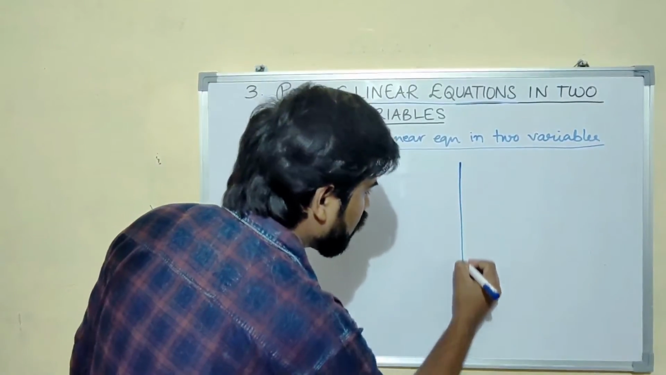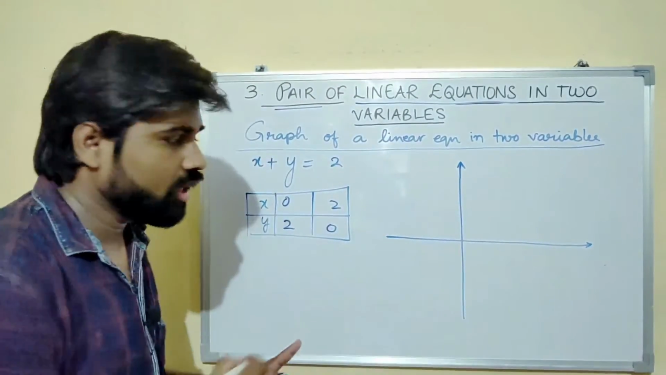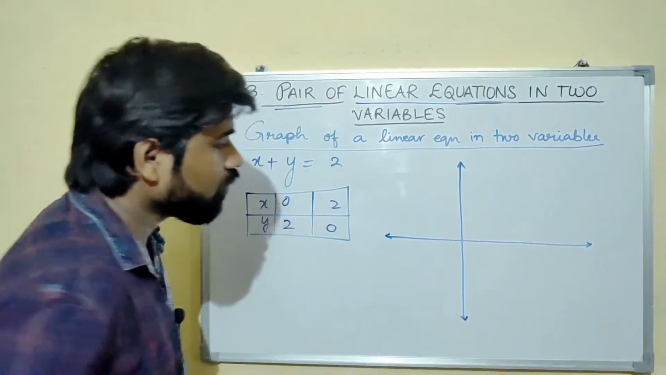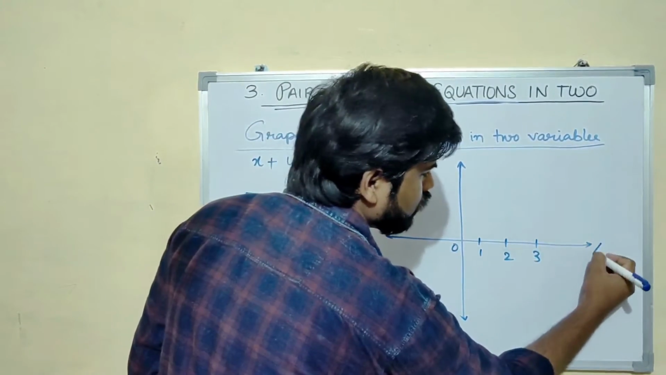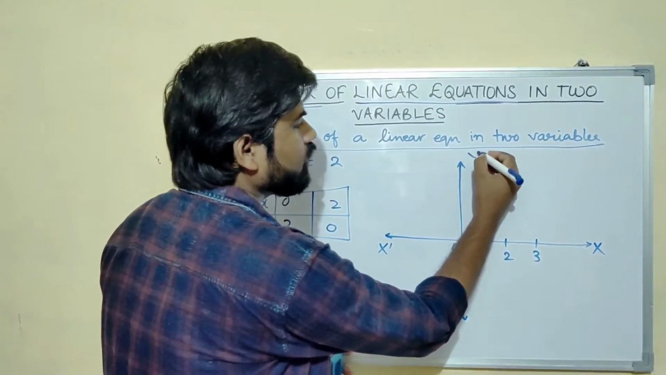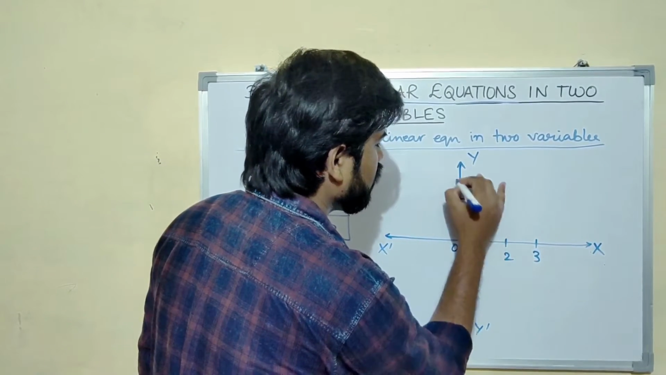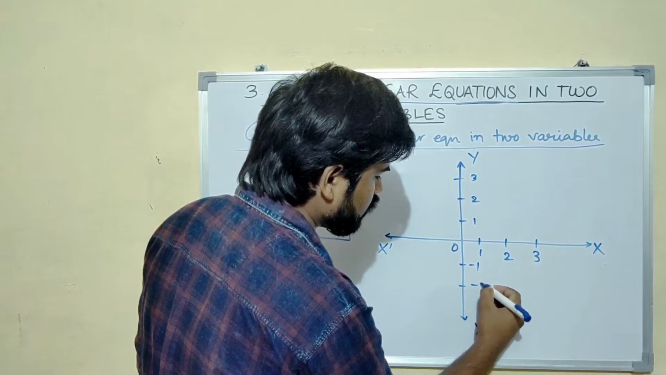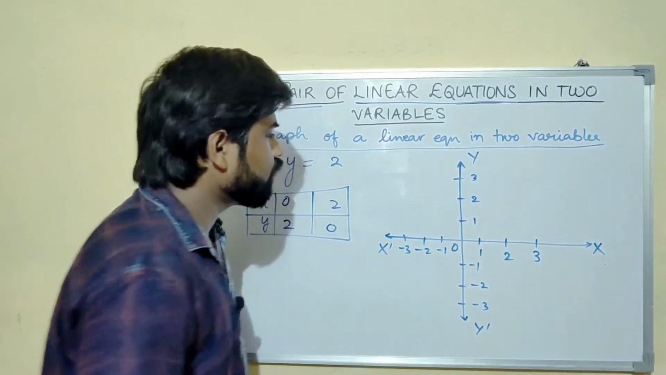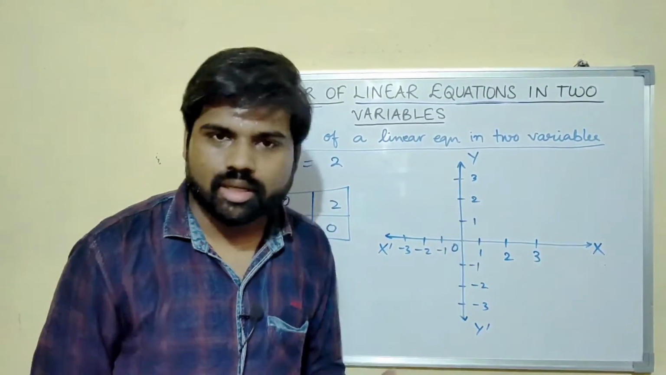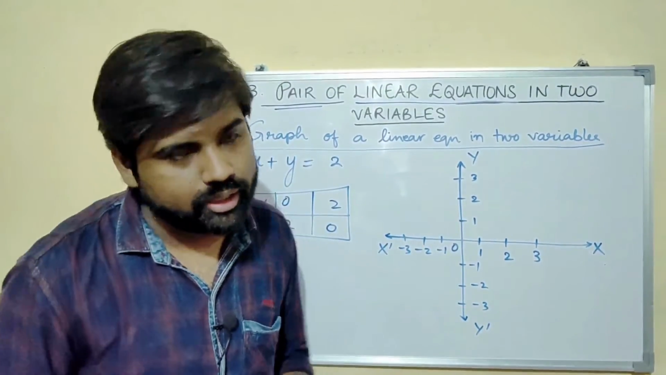Okay, so let me draw it here. This graph is not meant to scale. It's a rough graph. So this is your origin, 1, 2, 3 and so on. This is your x-axis and this is your y-axis. 1, 2, 3, minus 1, minus 2, minus 3, minus 1, minus 2, minus 3. If you have any problem in plotting the graph, you can mail us or you can comment in the comment box. Then I will make a separate video for that.